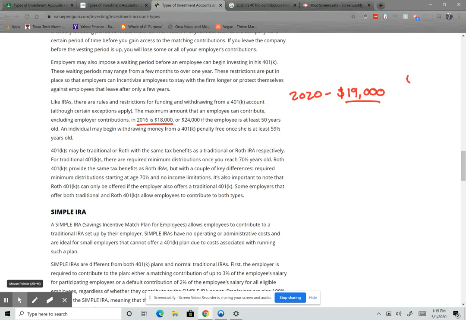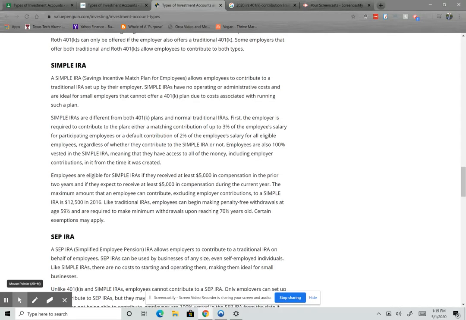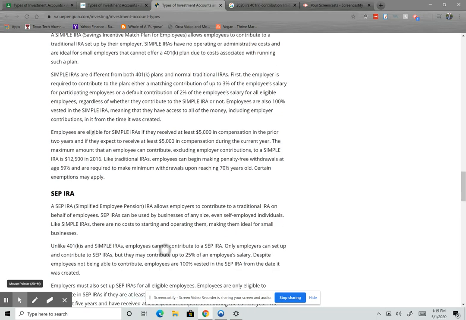Keep it with that. Okay, SIMPLE and SEP. Really not going to focus too much. Simple IRA, SEP IRA, they're smaller business retirement accounts. SEP is mostly used by self-employed individuals. I know it stands for Simplified Employee Pension, although it's really not a pension in the traditional sense of the word. Another acronym you can use to help remind you which one is which: self-employed persons. SEP, self-employed persons.